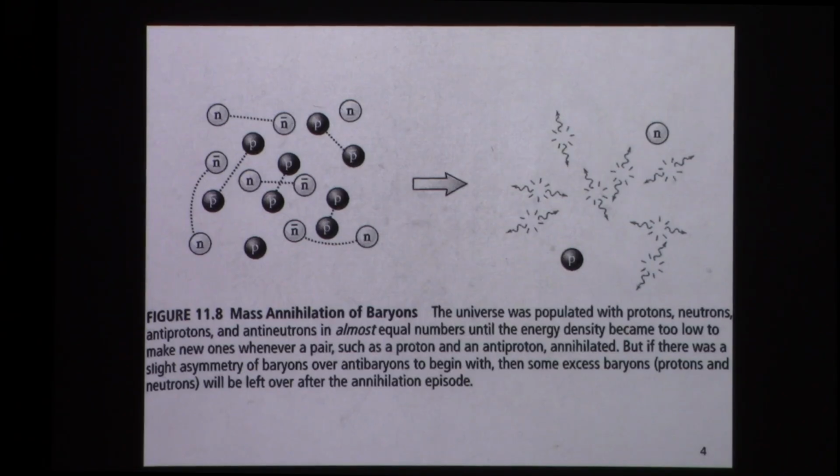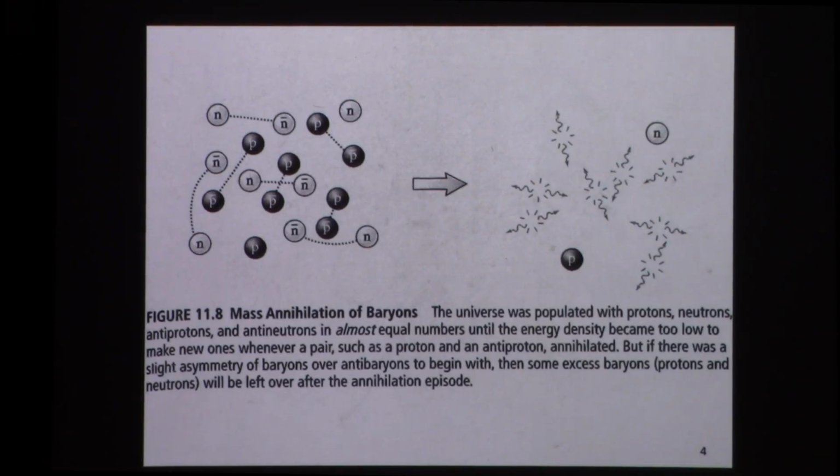Anyway, the universe was populated with protons, neutrons, antiprotons, and antineutrons in almost equal numbers until the energy density became too low to make new ones whenever a pair, such as a proton and antiproton, annihilated. Not enough energy around anymore to keep remanufacturing these things. But if there was a slight asymmetry of baryons over antibaryons to begin with, then some excess baryons, protons and neutrons, would be left over after the annihilation episode.